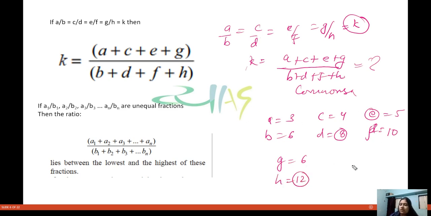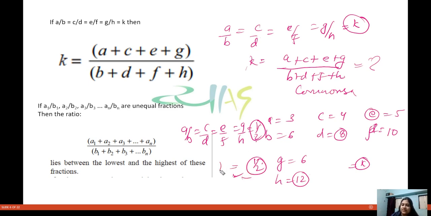And what is k here? a by b is equal to c by d is equal to e by f is equal to g by h. All of this is equal to 1 by 2, and that is our k here. Now just add all these and you will find that this is equal to k.